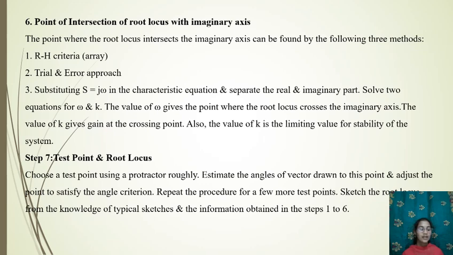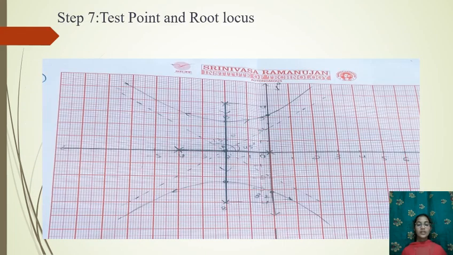And the final step is test point and root locus. Choose a test point roughly using a protractor. Estimate the angle of the vector drawn to this point and adjust the point to satisfy the angle criterion. Repeat the procedure for a few more test points. Sketch the root locus from the knowledge of typical sketches and the information obtained in steps 1 to 6. Test point and root locus representation on graph sheet.